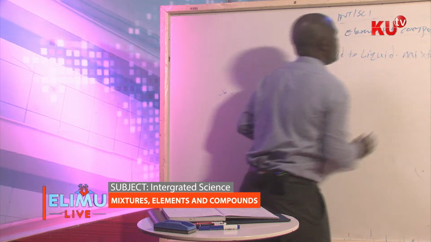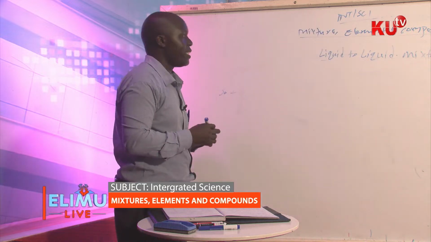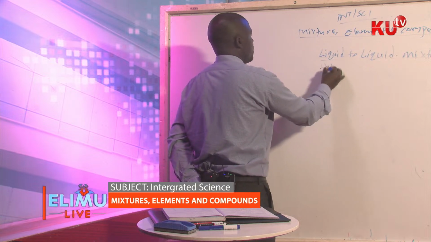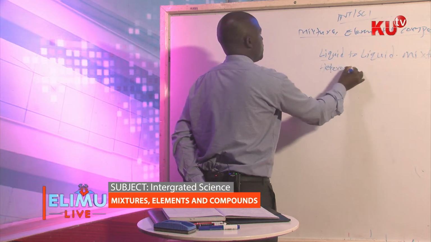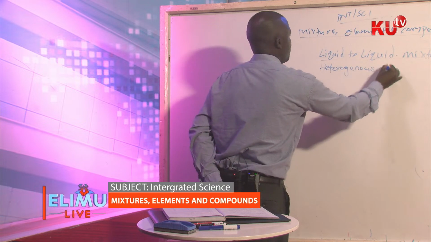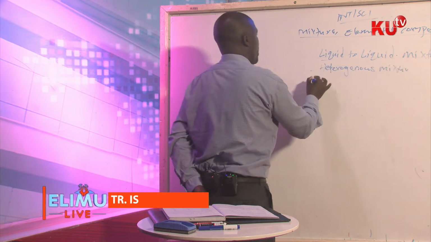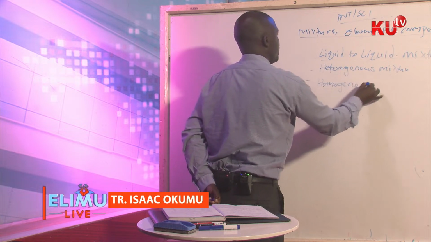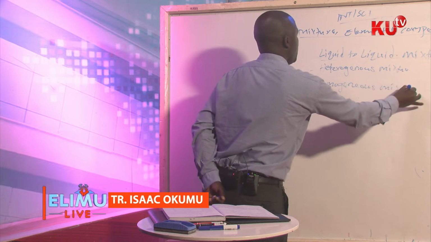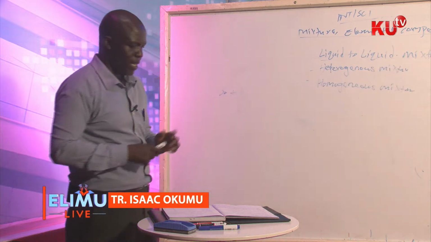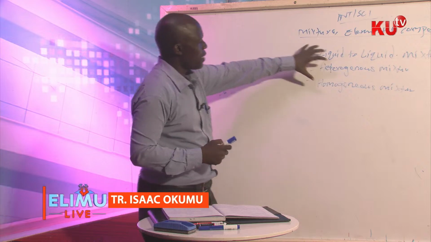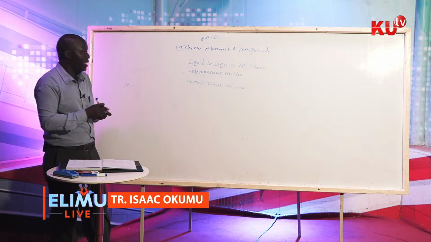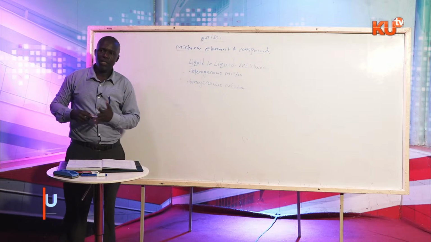From this is where we are going to come up with another category, whereby we are going to have what we call heterogeneous mixture, and then we are also going to have homogeneous mixture. We need to understand what is this heterogeneous mixture. This classification has been brought about by the families which form the mixture, but it's specific to the liquid to liquid.